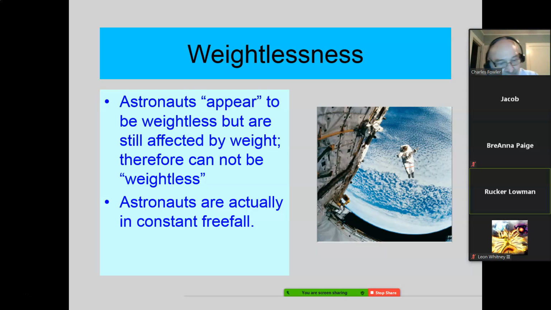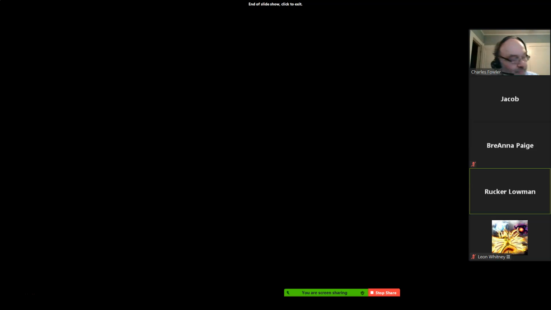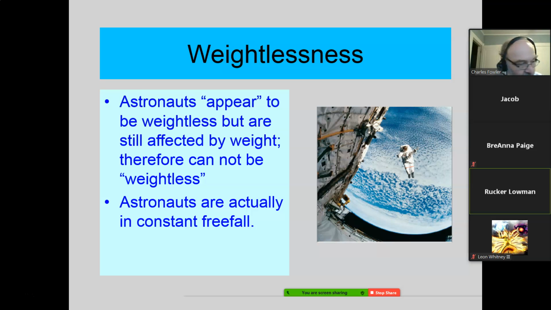Now, let's proceed. Oh, and that's the last slide in the slideshow. Okay? The weightlessness was the last slide we saw. That was on page 54.